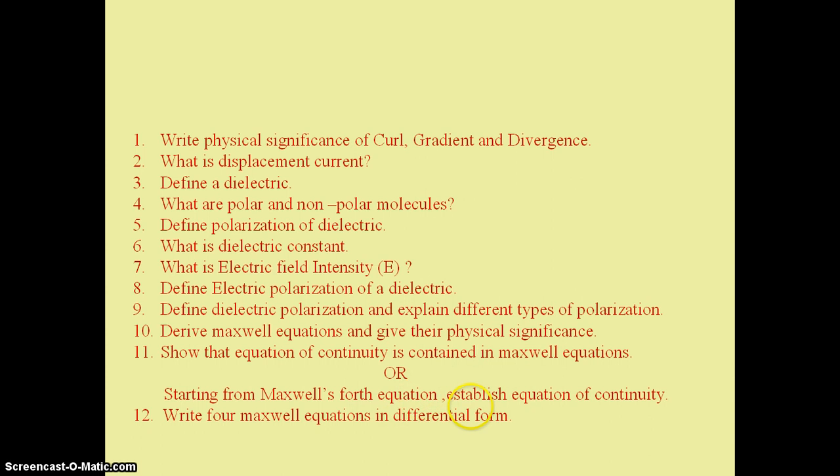What are the 4 Maxwell equations? That is, del dot D is equal to rho, del dot B is equal to 0, del cross E is equal to minus ∂B/∂t, and del cross H is J plus ∂D/∂t. These are the 4 Maxwell equations in differential form, right? So remember to write the vector notation on those equations. If you are not using the vector notations, your marks may be deducted, right?